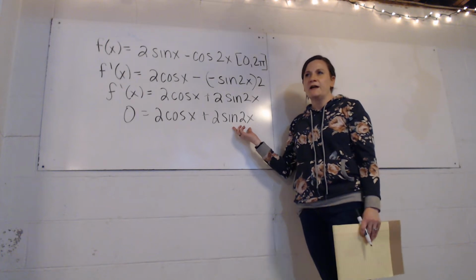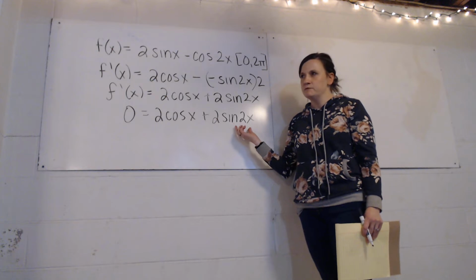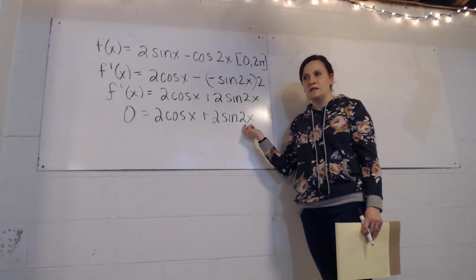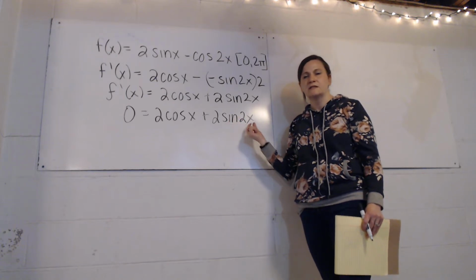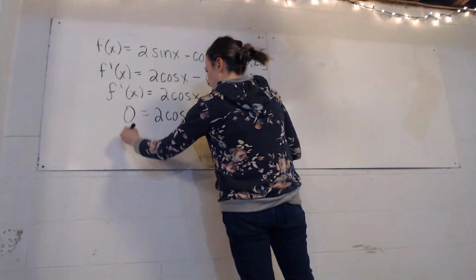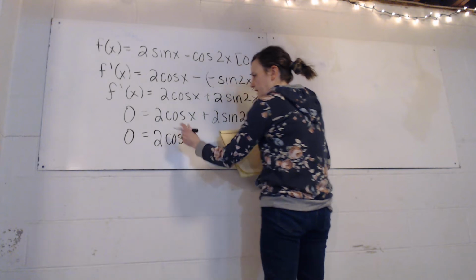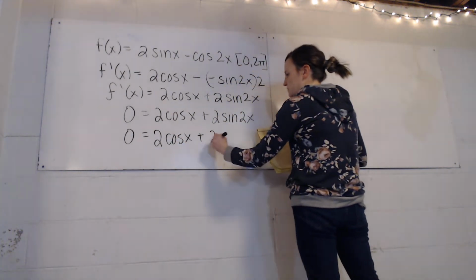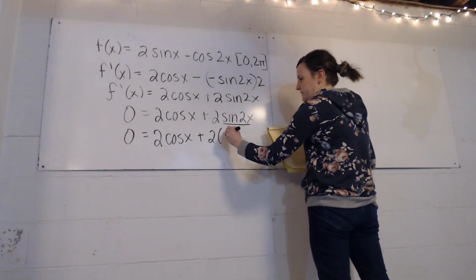If I had my trig identities in front of me, I would remember that the sine of 2x is equal to 2 times the sine of x times the cosine of x. And that's what I'm going to use here. So I'm going to say 0 is equal to 2 times the cosine of x. I did not change that first term at all. And then this is going to be plus 2 times, and instead of writing the sine of 2x, I'm going to use that trig identity.